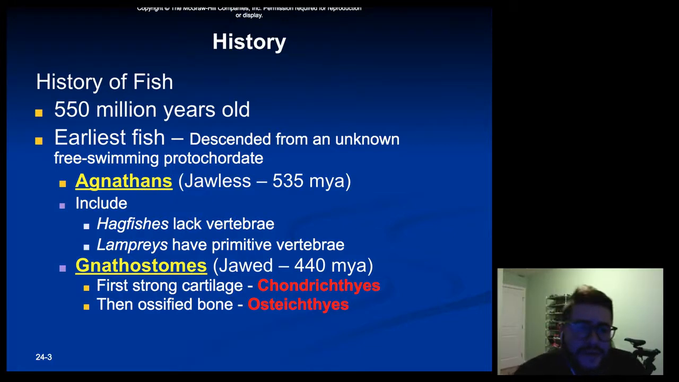Some history about fish. The oldest fish fossils date back to about 550 million years ago. The earliest fish descended from a free-swimming protochordate, something we learned about last unit.